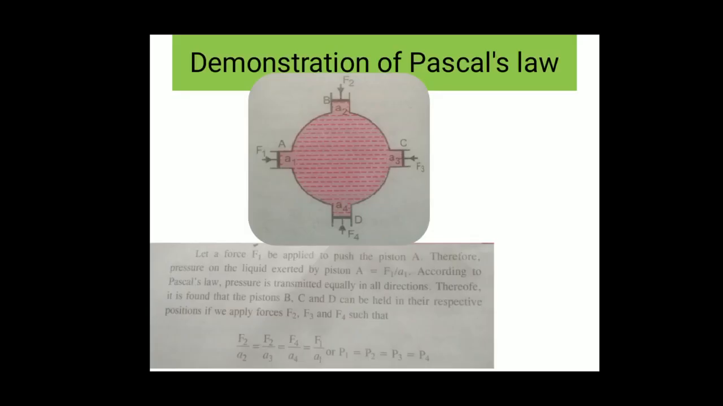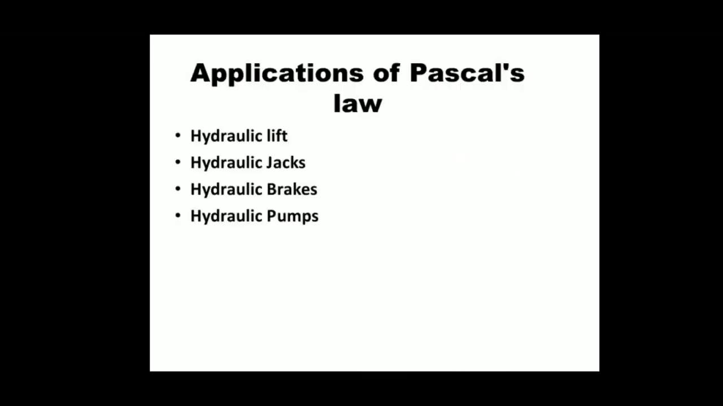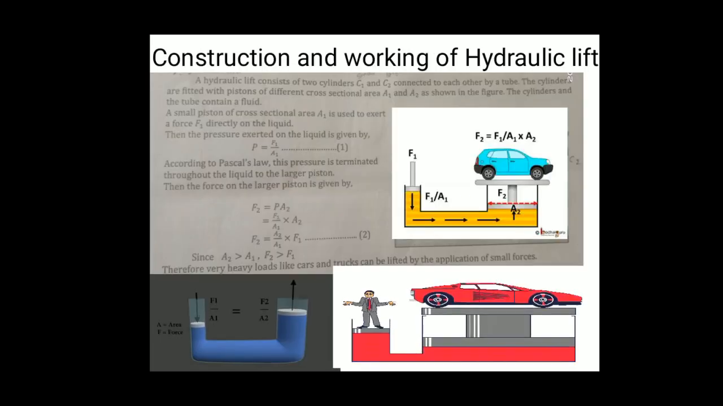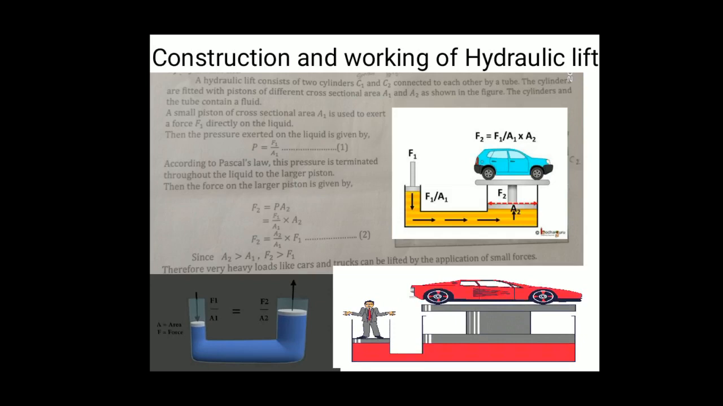Now the important applications of Pascal's law, that is hydraulic machines. The devices which work on Pascal's law are known as hydraulic machines. So the important applications of Pascal's law are hydraulic lift, hydraulic jerks, hydraulic brakes and hydraulic pumps. So these are all called as what? The hydraulic machines which work on the principle of Pascal's law, and also the dentist's chair which also works on Pascal's law.